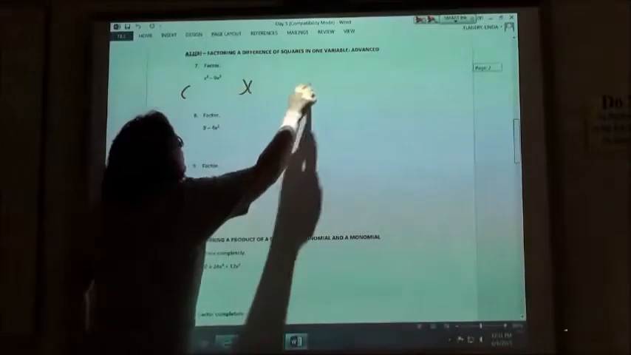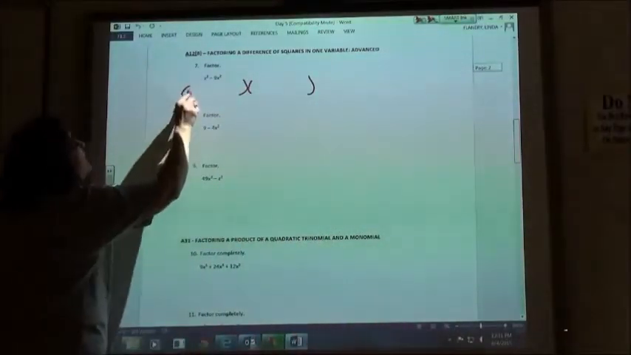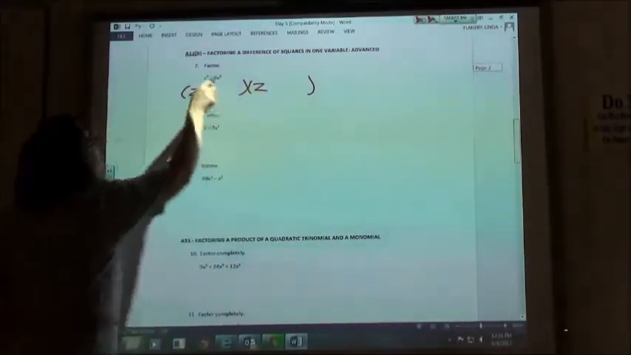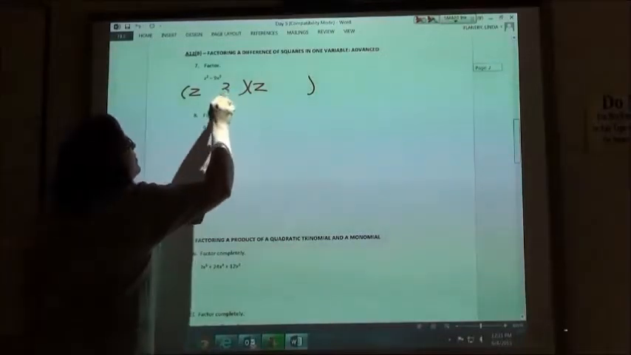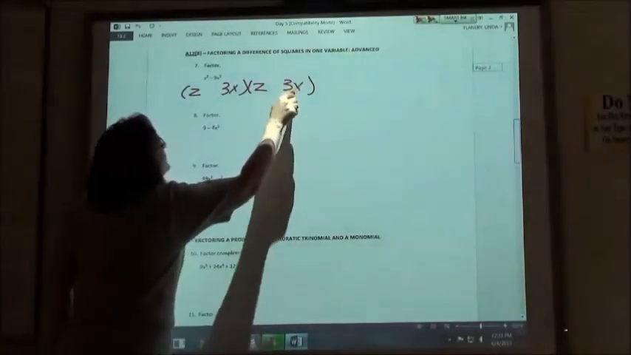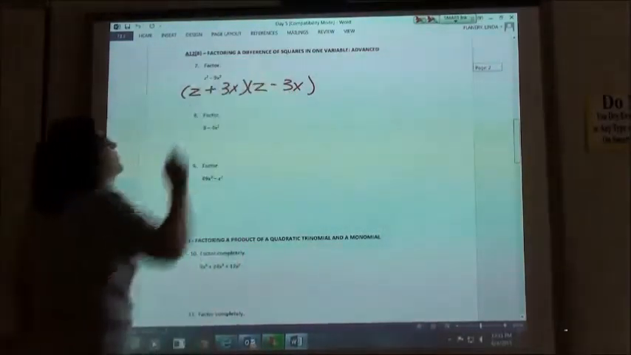So factoring z squared minus 9x squared. Again, those are both perfect squares, so factors of z squared would be z and z. Factors of 9x squared, 3x and 3x, and then one's a plus, one's a minus, whatever order you like to put your signs in.